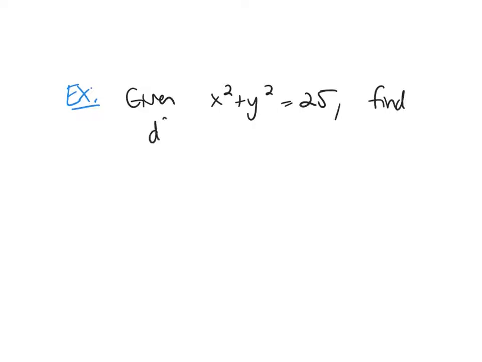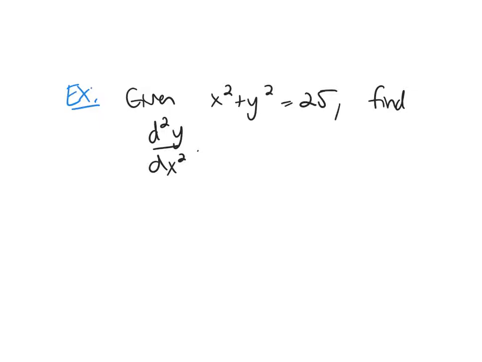Let's look at some more examples here. So let's say given x squared plus y squared equals 25. I want us to find the second derivative, d squared y dx squared. So again, we're going to follow our procedures for implicit differentiation.